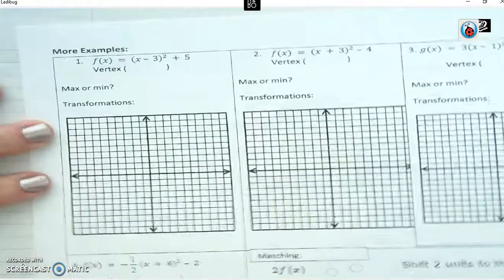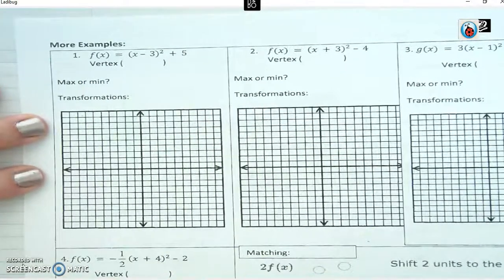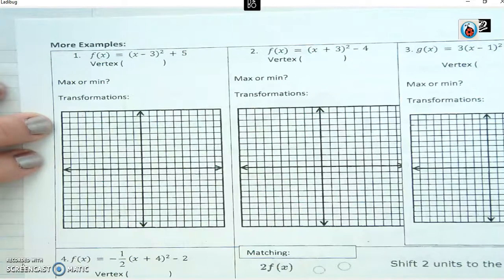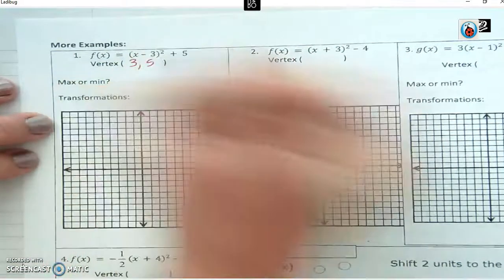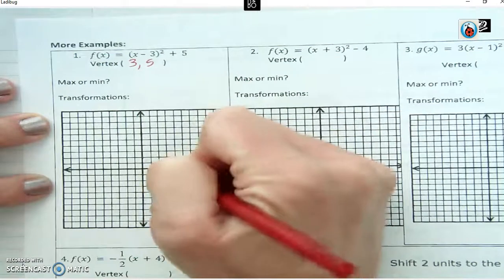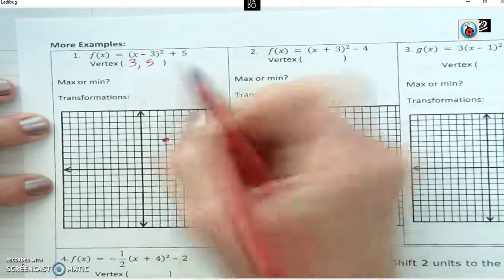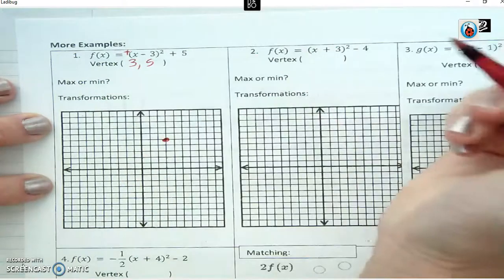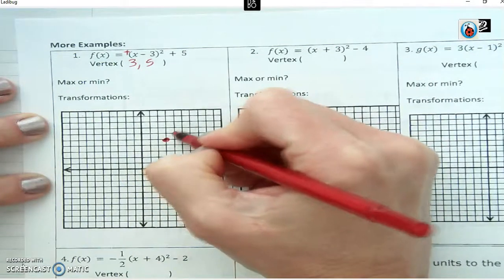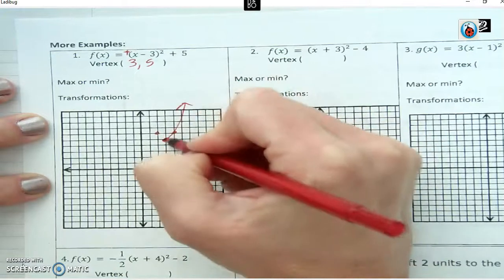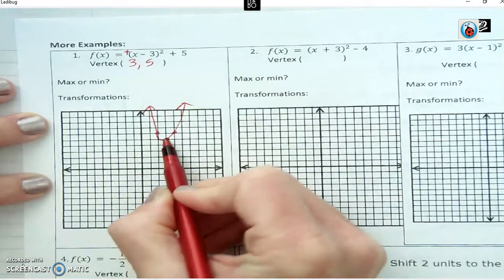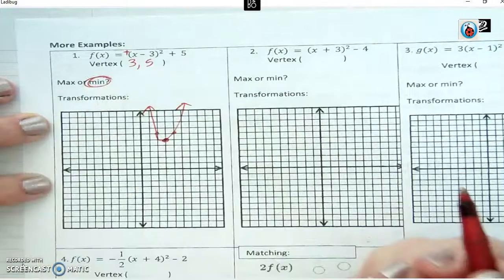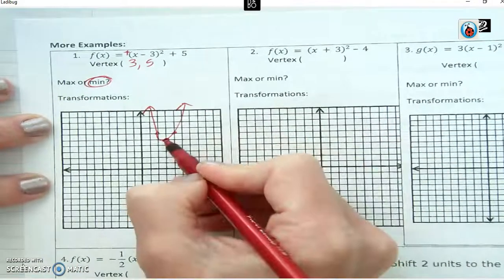All right, let's do some more examples. F of x equals x minus 3 squared plus 5. Remember that Desmos is your best friend, so you can always put these in Desmos. Your vertex would be 3, 5. So 1, 2, 3, 1, 2, 3, 4, 5. Does this one open up or open down? Well, it's positive, so it opens up. So that means that this point is a minimum because it opens up. That means that your vertex is a minimum.